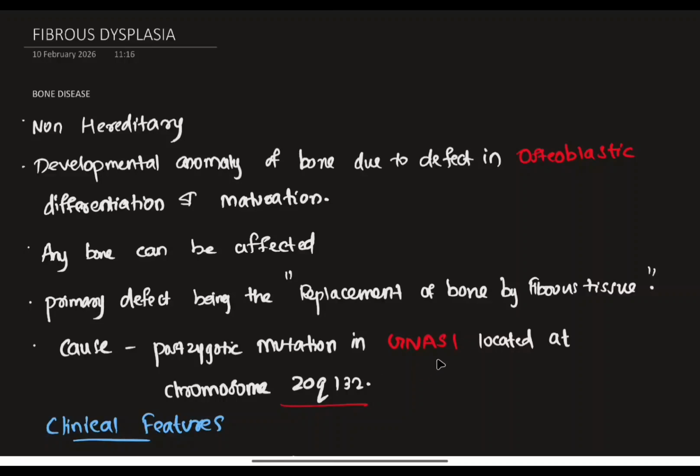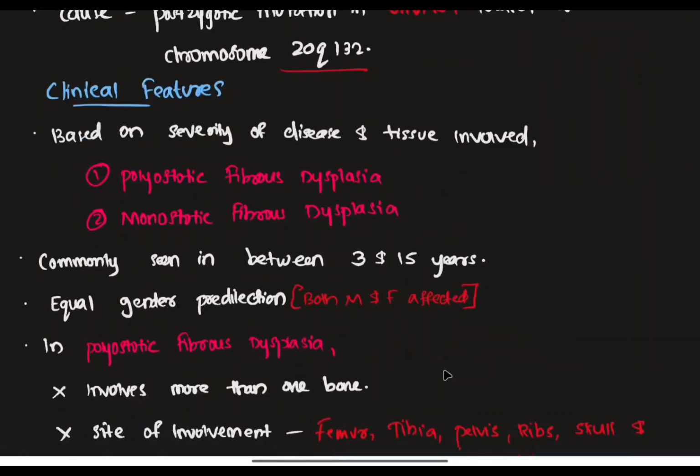Next point is the clinical features of fibrous dysplasia. Based on the severity of disease and the tissue involved, they are polyostotic fibrous dysplasia and monostotic fibrous dysplasia. It is commonly seen between the age of 3 and 15 years. Equal gender predilection, that means both male and female are affected.